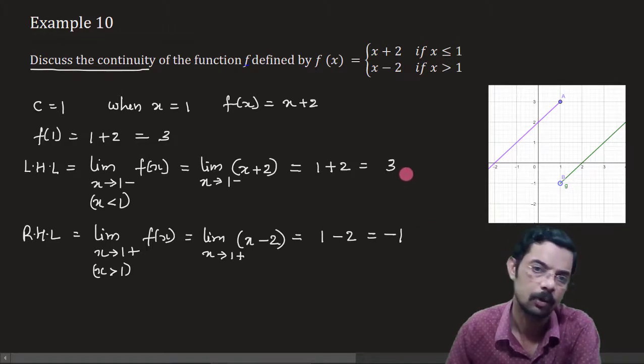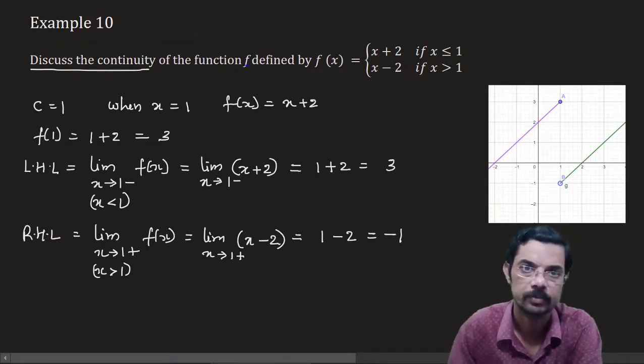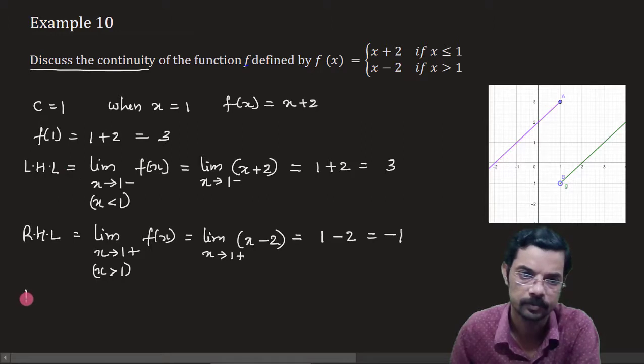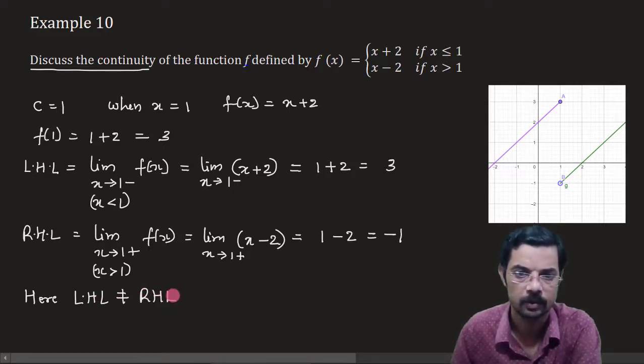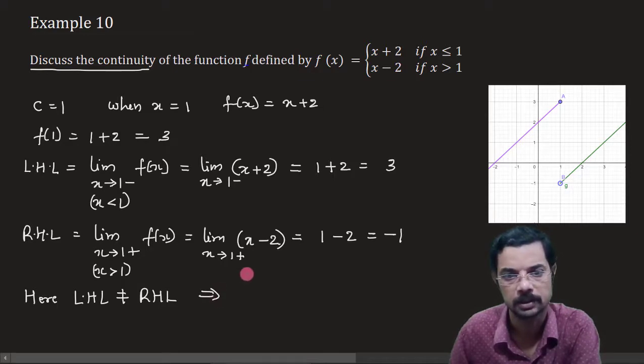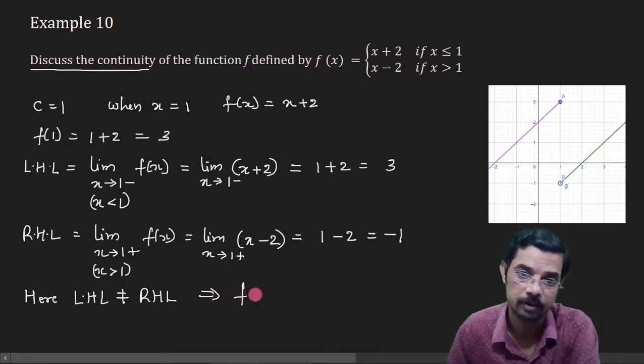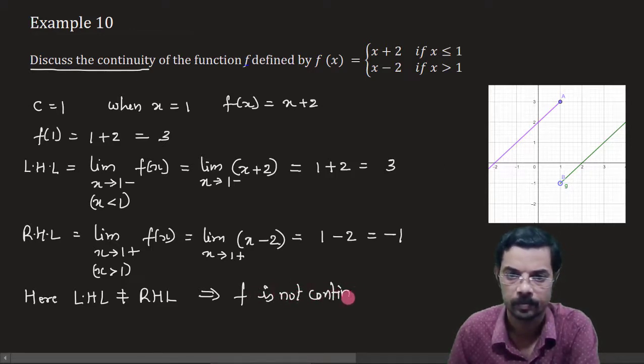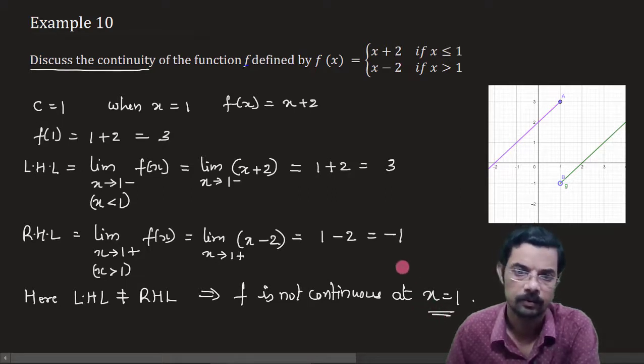Here clearly the left hand limit and right hand limit are not equal. The left hand limit is not equal to the right hand limit. What does this mean? This means that the function f is not continuous at x equal to 1.